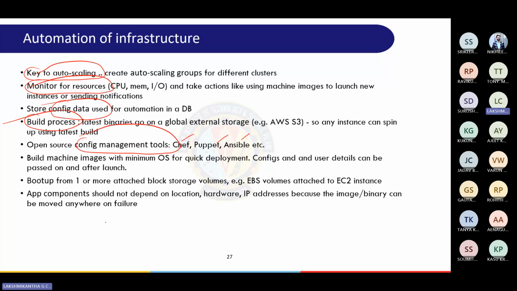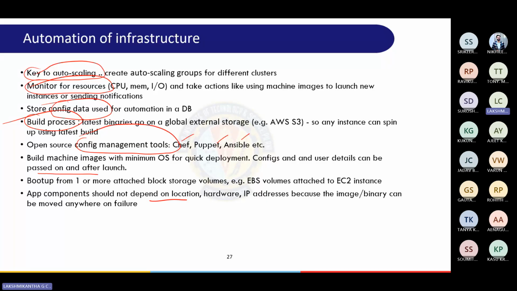And one more is location independence. This point is explaining location independence. Finally, your application component should not depend on a specific location. It should not depend on particular hardware, or on IP addresses. Since an image or binary can be moved anywhere on failure, the application must be designed to discover its dependencies dynamically.